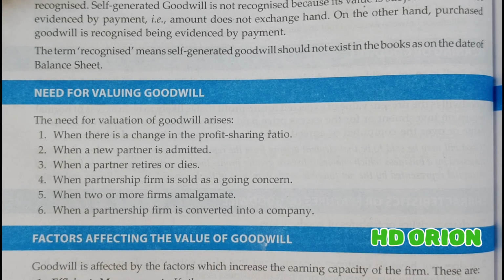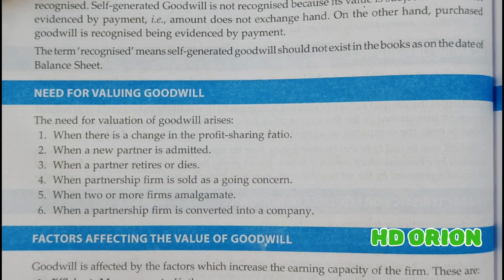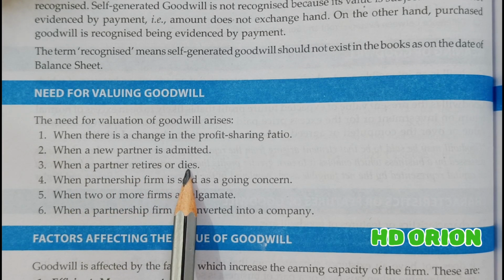Now let us see in the context of partnership, when is the valuation of goodwill required? It is required when there is a change in the profit sharing ratio. It means the new profit sharing ratio is adopted by the firm, and for that reason valuation of goodwill is a must. Then when a new partner is admitted, when a partner retires or dies, at that time also goodwill is to be calculated by the firm.